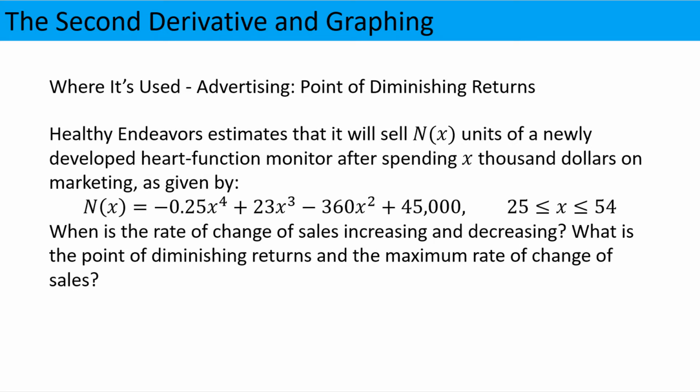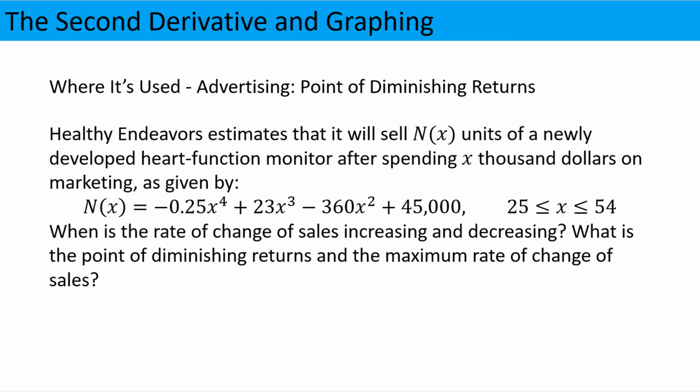A good question is, where might you use this skill? One such instance would be in advertising when looking for the point of diminishing returns. Healthy Endeavors estimates that it will sell N of x units of a newly developed heart function monitor after spending x thousand dollars on marketing as given by the function N of x equals negative 0.25x to the fourth plus 23x cubed minus 360x squared plus 45,000 for x between 25 and 54 inclusive.